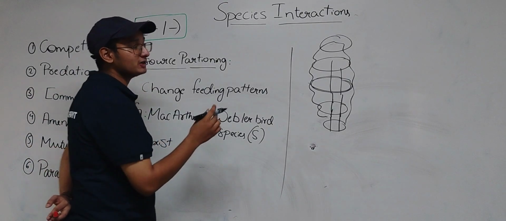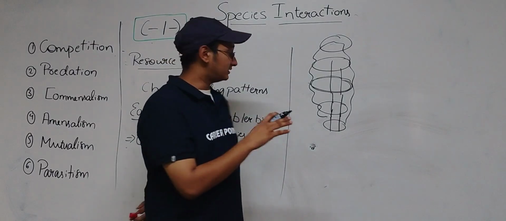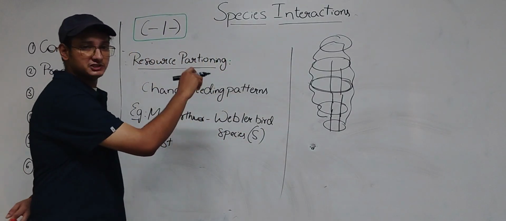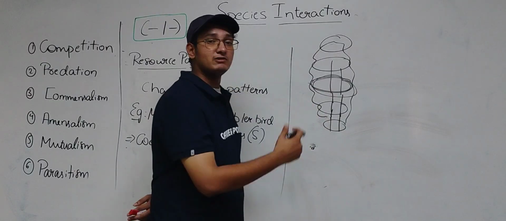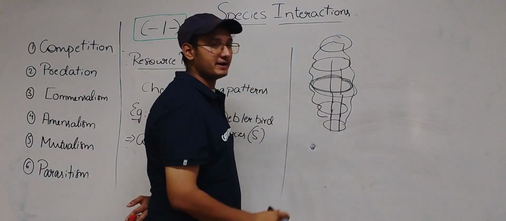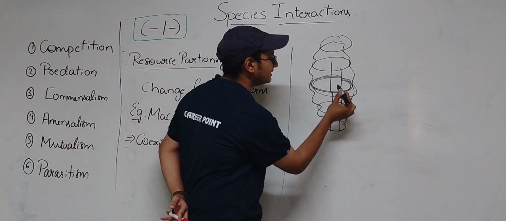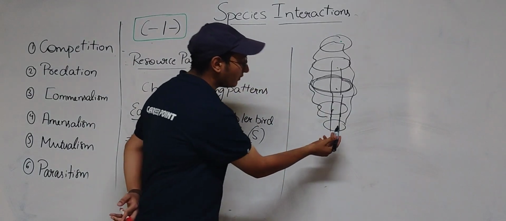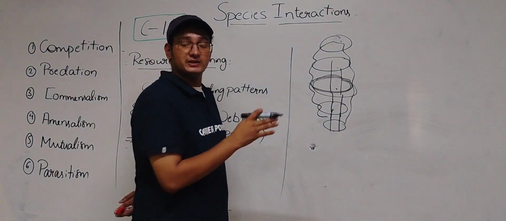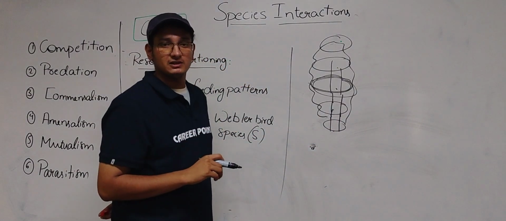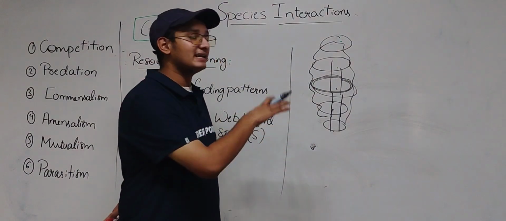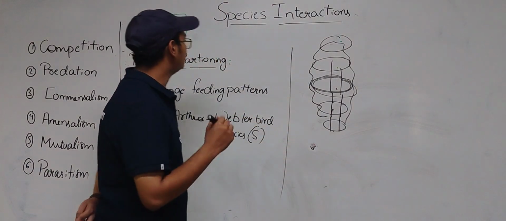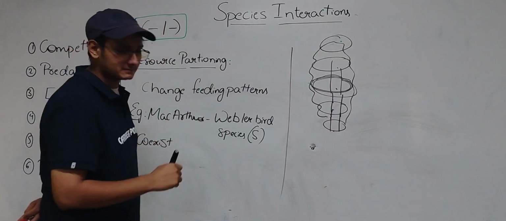and helps them in coexisting together. So this is what resource partitioning is. Instead of competing for the same resource, they have changed their feeding patterns. Some feed here, some feed here, and one species feeds here. In this way they avoid the competition. It's a very good mechanism. Instead of getting eliminated, in this way they can stay in the ecosystem. So this is what resource partitioning is.